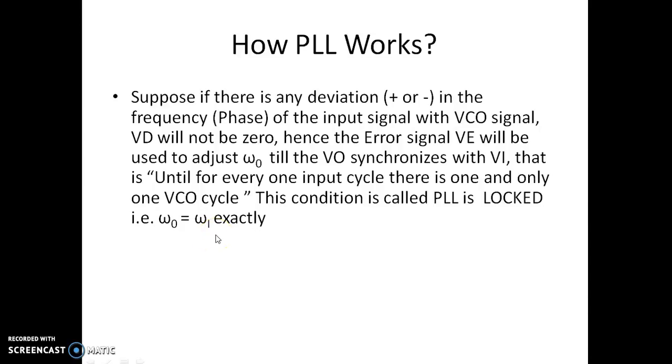So carefully observe this. Whenever the input voltage deviates with a positive or negative sign, the phase detector will generate a signal VD which is not 0. Hence this error signal is applied to the VCO to adjust the frequency of the VCO such that it exactly coincides with the input voltage. Then we say PLL is locked. So this is a very important concept. PLL should be locked to trace the variations.